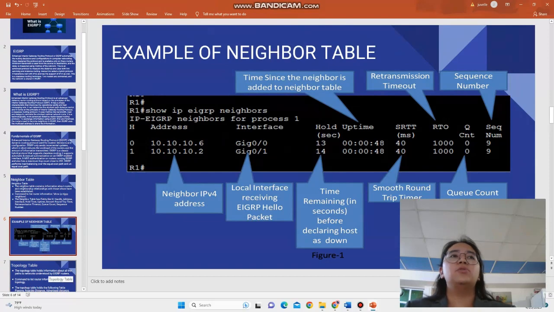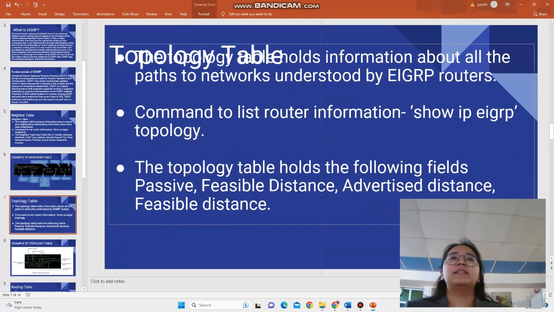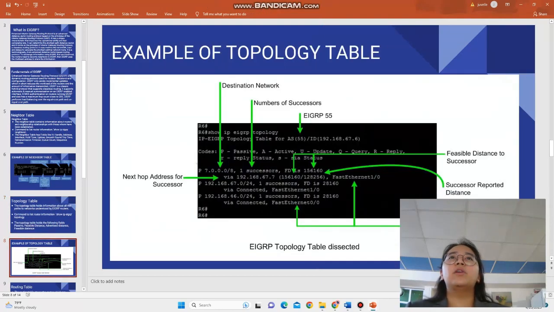Okay, then let's proceed to the topology table. The topology table holds information about all the paths to networks understood by EIGRP routers. The command to list this information is show ip eigrp topology. The topology table holds the following fields: passive, feasible distance, advertised distance, and reported distance. So this is the example of the topology table, like that.